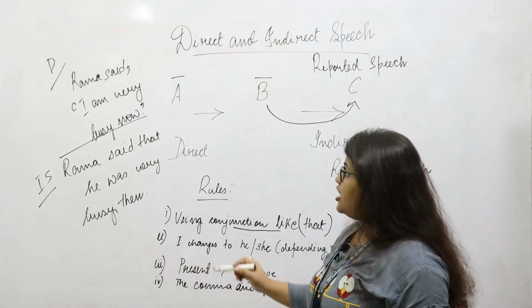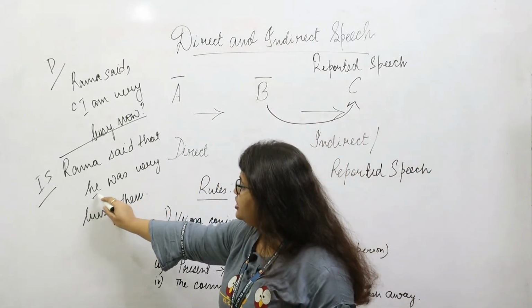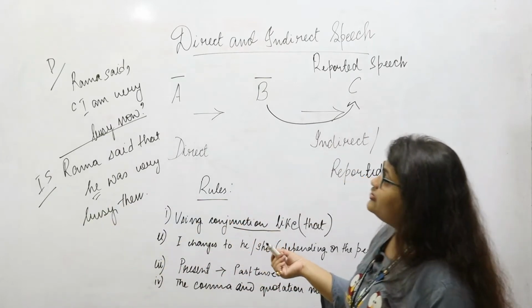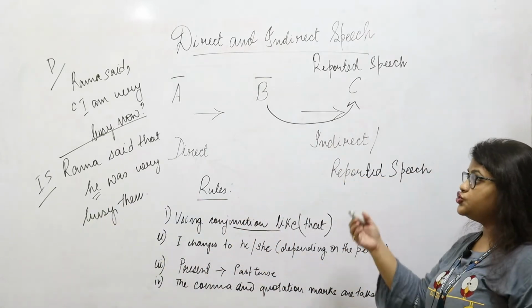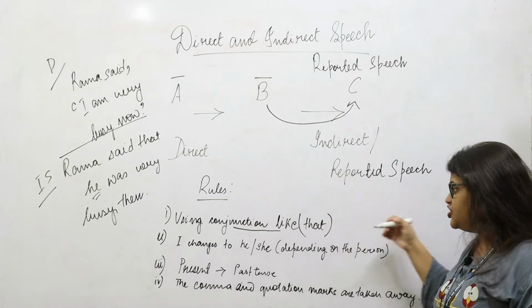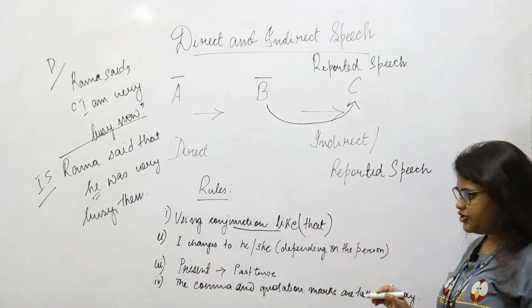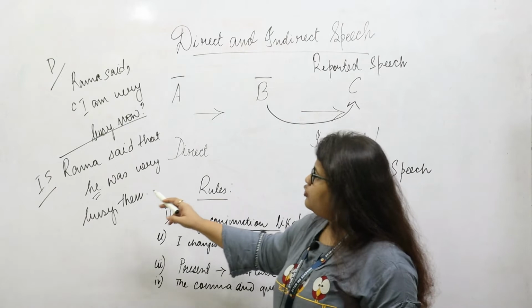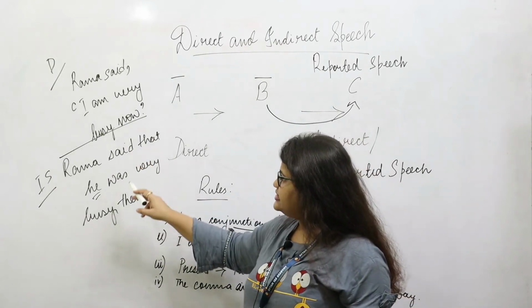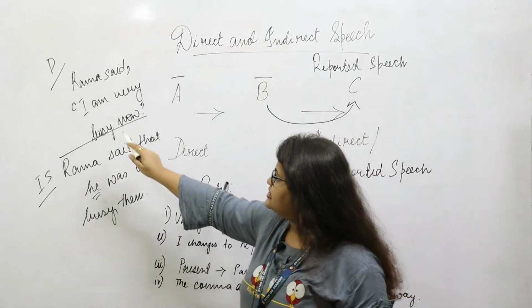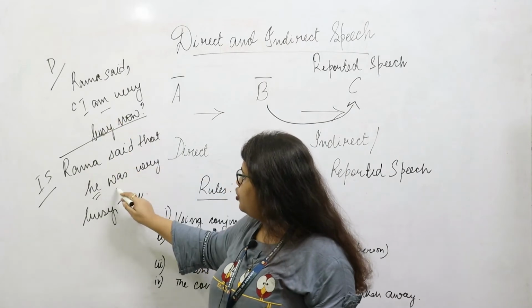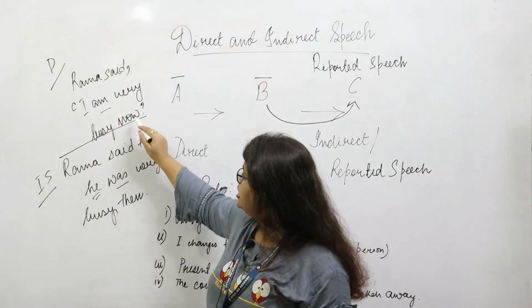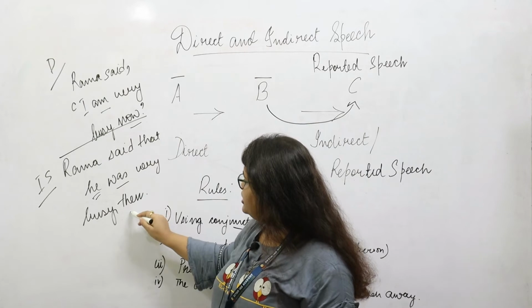The next is I has changed here to he. It can change to I, he, she, you, whatever, depending on the person. And then we have also seen that the present tense has changed to the past tense. Am has changed to was, and now has changed to then.